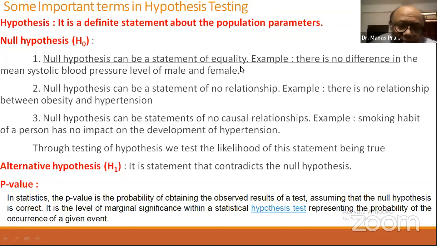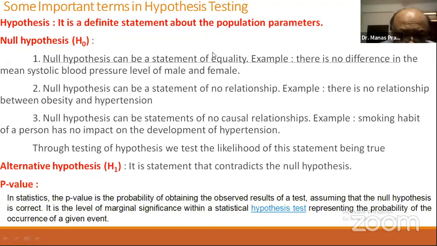Now, before going for a statistical test, I have to consider a hypothesis, and I'll try to see whether that hypothesis is true or false by using that data. My hypothesis will be that there is no difference, because it's a null hypothesis. That means there is no difference between the blood pressure level of males and females. So we consider a hypothesis of no difference.